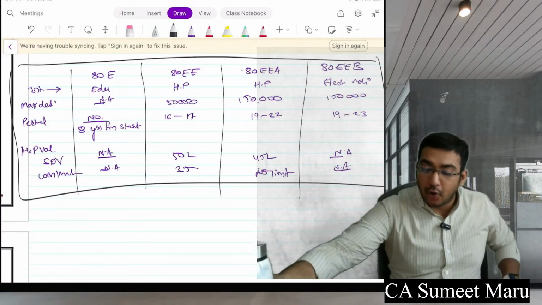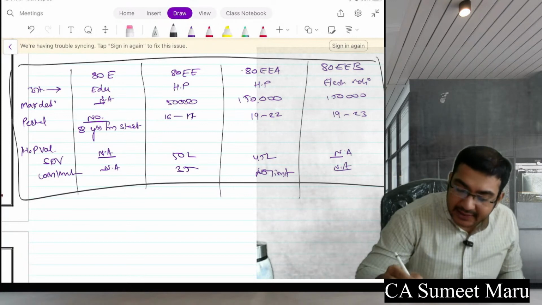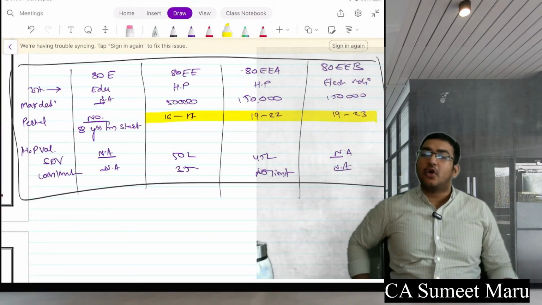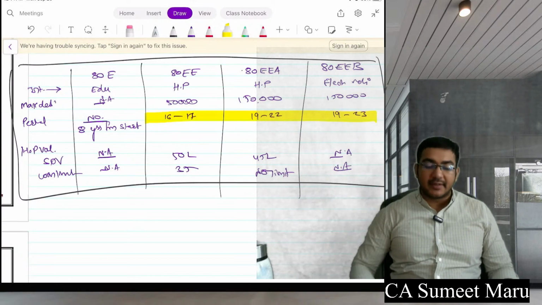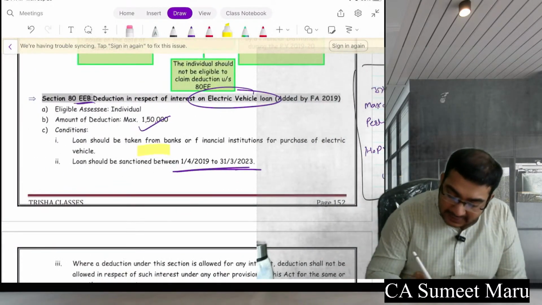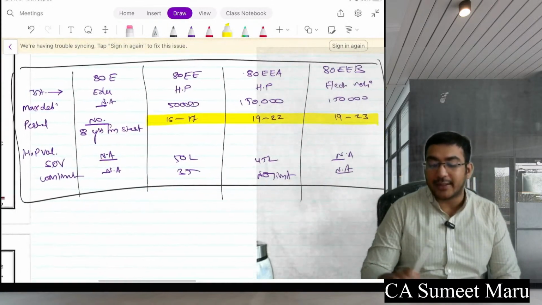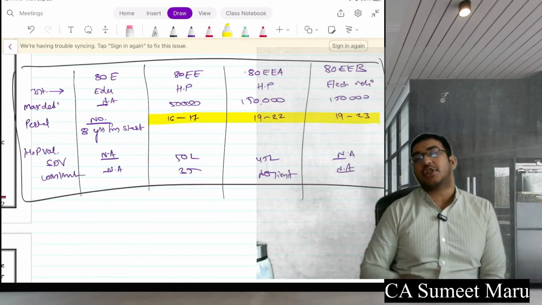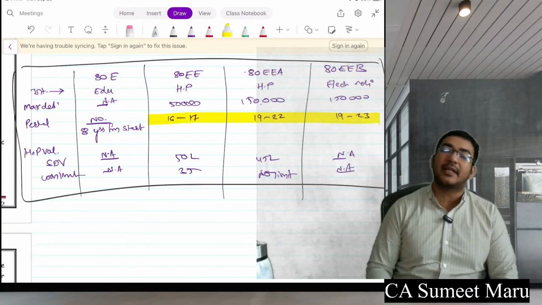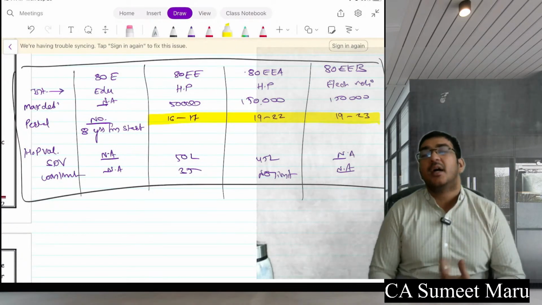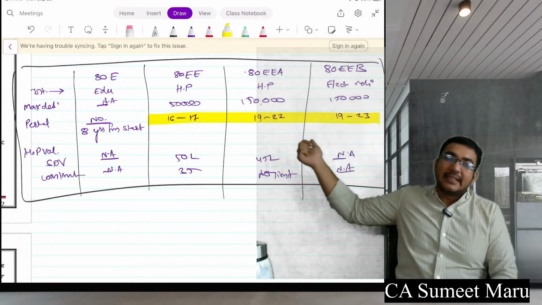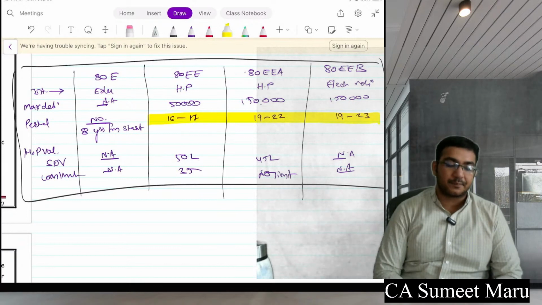Remember, loan shall be sanctioned between these dates. If it is disbursed later on, no problem. It shall be sanctioned between these dates. See, it is clearly said, loan should be sanctioned. So in some MCQ question, what they do, they give you that loan was sanctioned on this date, but disbursement happens a year later or 2 years later or 3 years later. That's not a worry. It should be sanctioned between this period, and you will get the deduction.